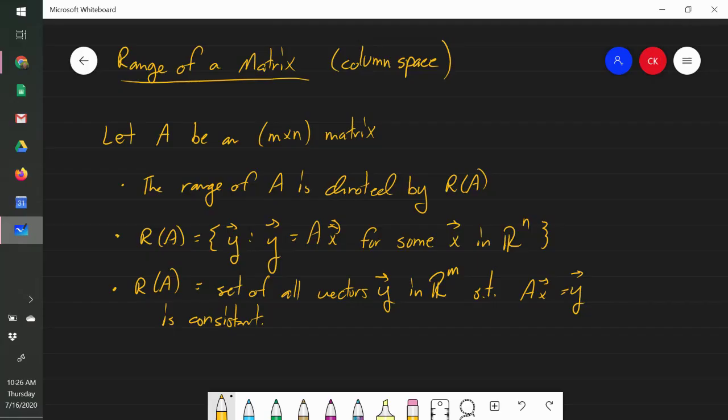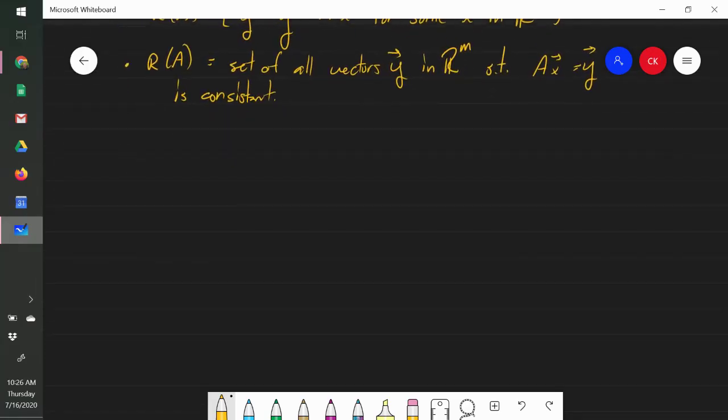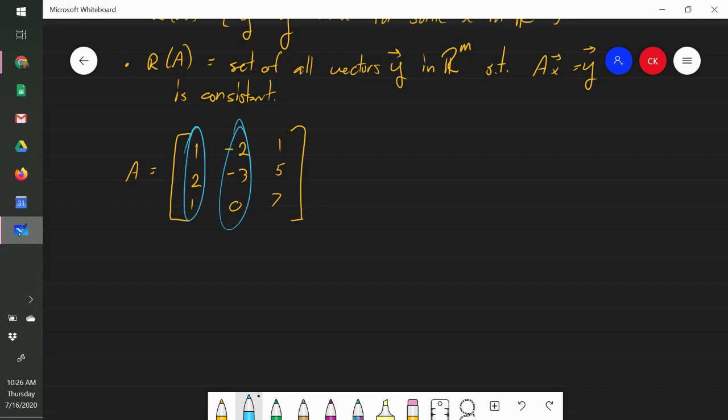As an example of that description, again, we'll think just like we did with span. We'll take a matrix A: 1, 2, 1, minus 2, minus 3, 0, 1, 5, 7. And again, we can think of each one of these columns as its own vector. So realistically, we're talking about the same thing as the span of these column vectors, which is why we call it the column space sometimes.